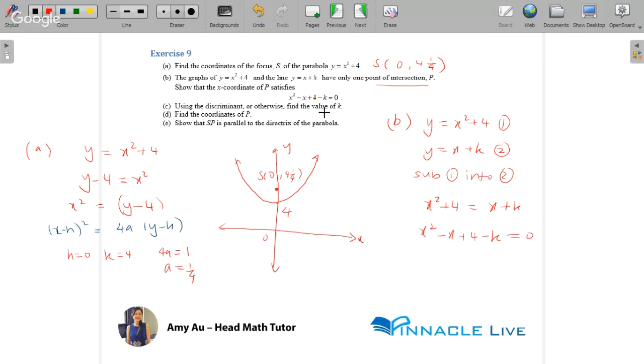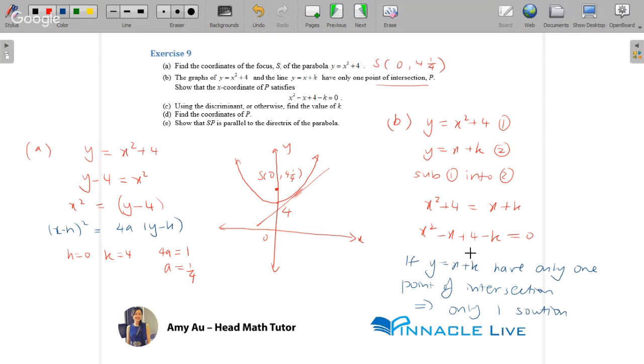And that's it. Okay. So now, just want you to be aware of this. What this tells us is the x coordinates of the intersection between the line and the parabola. So depending on how many solutions you have, so I know we're going to have a tangent, something like that. Okay, so if that is a tangent, that should only have one solution. So keep that in mind. So if y equals x plus k has only one point of intersection, that means only one solution. Yeah? So I hope that makes sense. And that pretty much drives how we answer part C. You use the discriminant, in other words, to find the value of k.